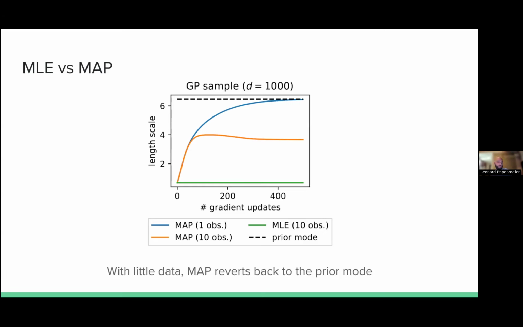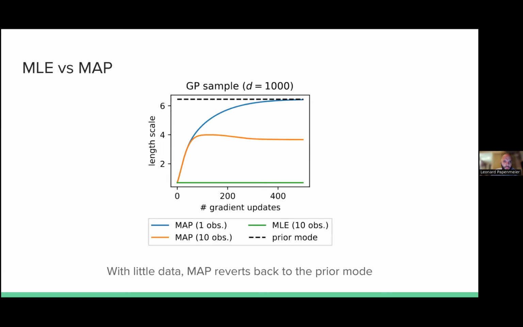Right. So how do these two behave? In this figure, we show what length scales MAP learns with different observations. In this case, the problem is a realization drawn from an isotropic 1000-dimensional GP with a certain length scale, 0.5. And we have these blue and orange lines.